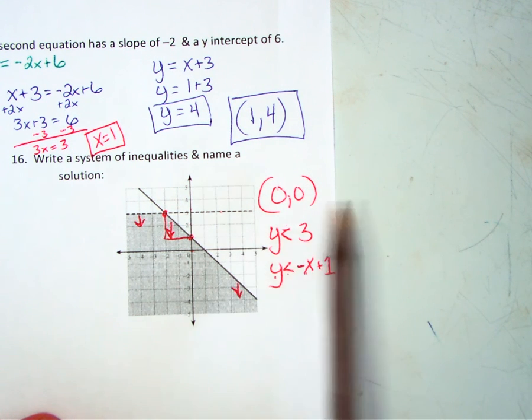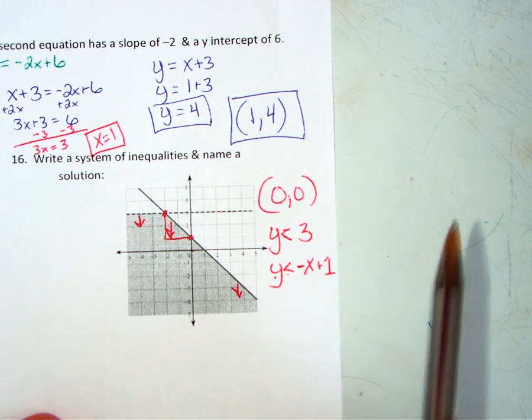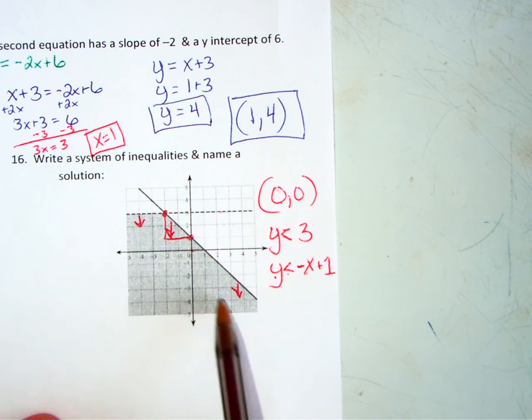y is less than 3. One solution that would work is 0, 0. Now you can name any solution that's down here in the gray section and you will be accurate.